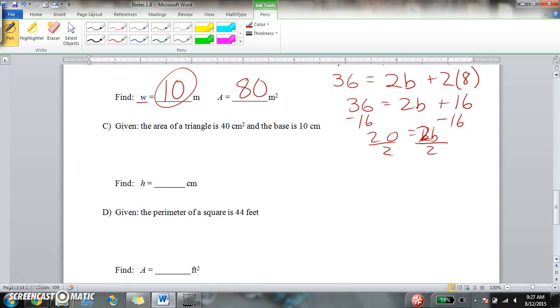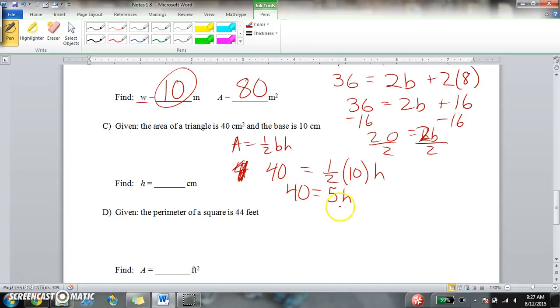Next one, area of a triangle is 40 centimeters squared and the base is 10 centimeters. So area equals 1/2 times base times height. It tells us the area is 40, so 40 equals 1/2 times, we don't know our height, but we do know our base, 10 times our height. Half of 10 is 5 times h is 40. Solve for h. Divide by 5. H equals 8.